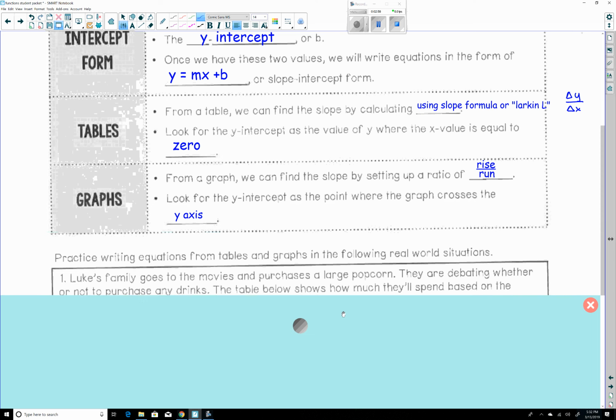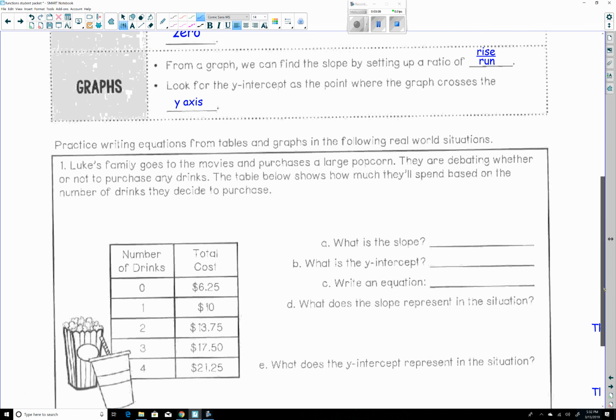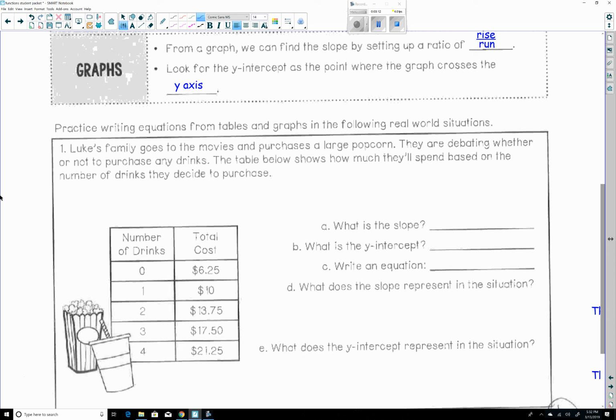So let's look at some real-world situations. So Luke's family is going to the movies, and they're debating about whether or not to purchase any drinks. The table below shows how much they'll spend based on the number of drinks they decide to purchase. Oh, I'm sorry, large popcorn. So they're buying some popcorn, and they're debating whether or not to purchase any drinks. So let's take a look here.